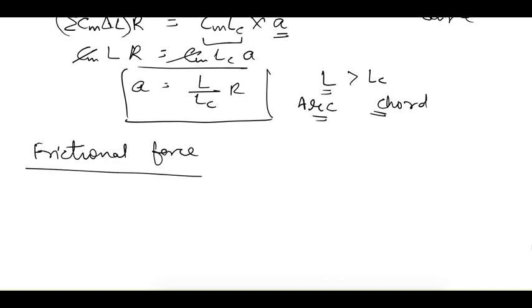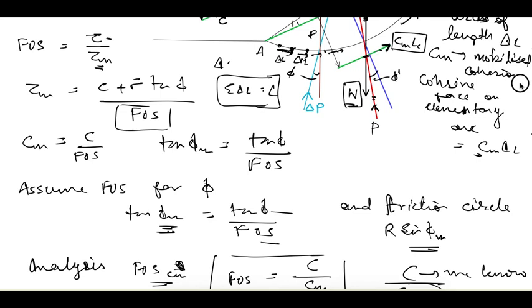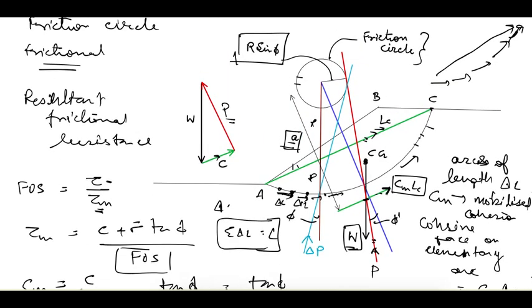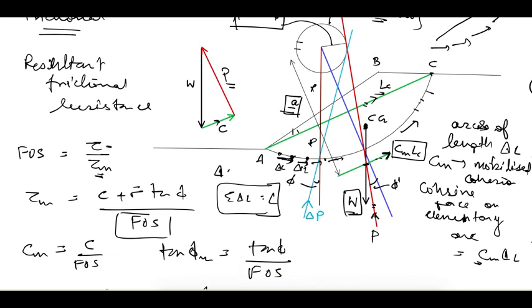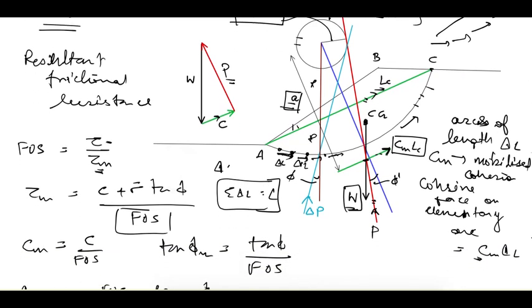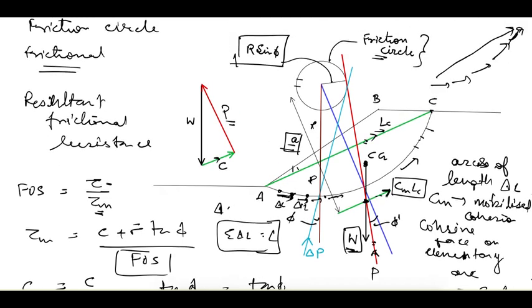Now as I said, the line of action of this frictional force is tangential to a circle, that is our friction circle. So from that we draw this frictional force. We draw it in such a way that it is intersecting these two forces, that is weight and cohesion, and it is tangential to the friction circle. So that way we can draw the resultant frictional force, and then we can draw this force triangle.